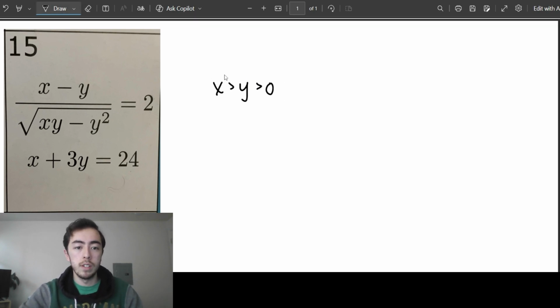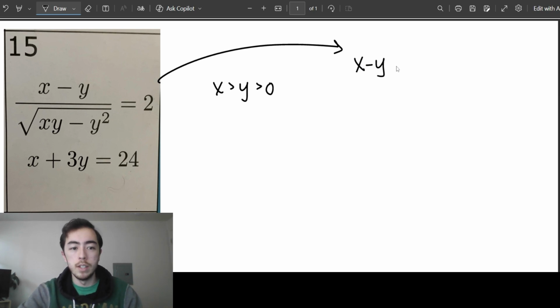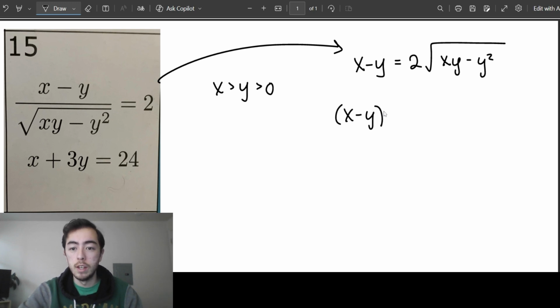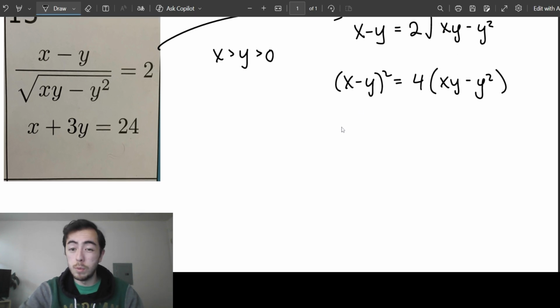I think to start solving, let's just take this first equation and remove the fraction. I'm going to multiply the denominator to the other side, so we get x minus y is equal to 2 times root xy minus y squared. Here, seeing the square root, maybe squaring both sides would make sense, so we get x minus y squared is equal to 4 times xy minus y squared. Let's expand and distribute stuff just to see if that helps at all. So I'm expanding the left side.